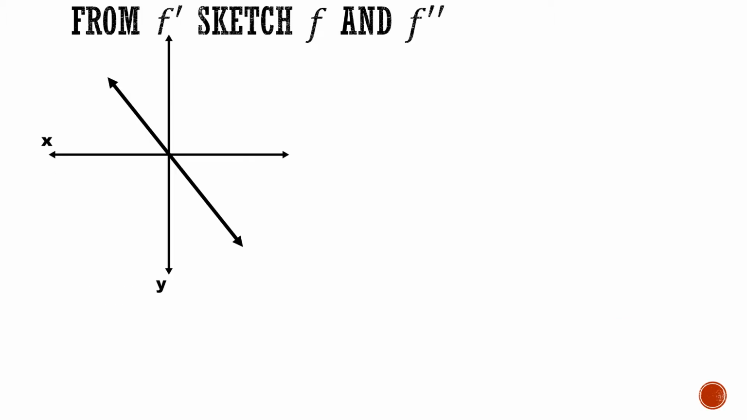Given f prime, so this graph is a linear graph. It looks like maybe y equals negative x or something like that. Given f prime, I want you guys to sketch for me f and f double prime. To do that, I'm going to start with the f prime line, just like I did before, and I'm going to say, what's f prime doing?